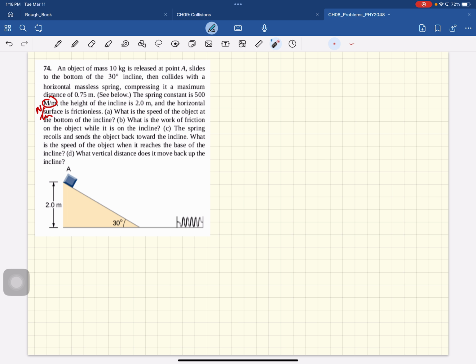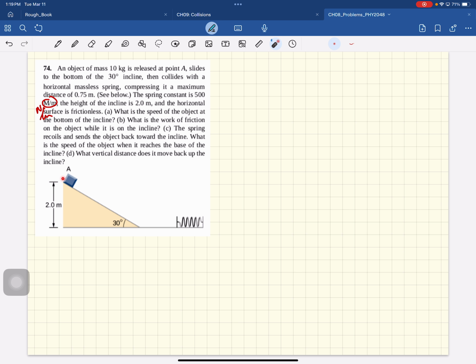So this problem says, I'll probably just do one part of this. An object of mass 10 kg is released at point A, slides to the bottom of the 30-degree incline, then collides with a horizontal massless spring, compressing it a maximum distance of 0.75 meters. The spring constant is 500 Newton per meter. The height of the incline is 2 meters, and the horizontal surface is frictionless.